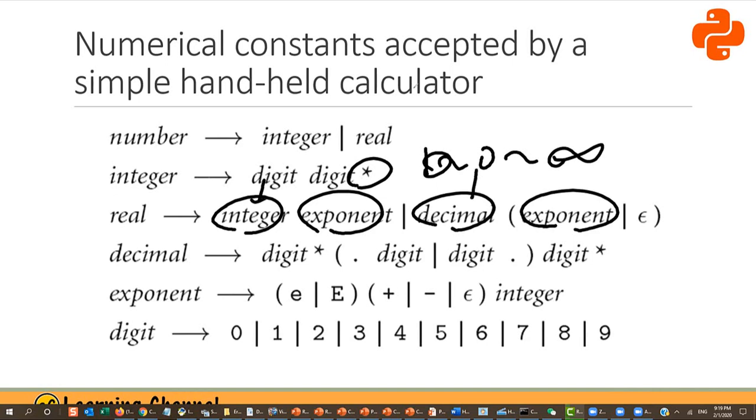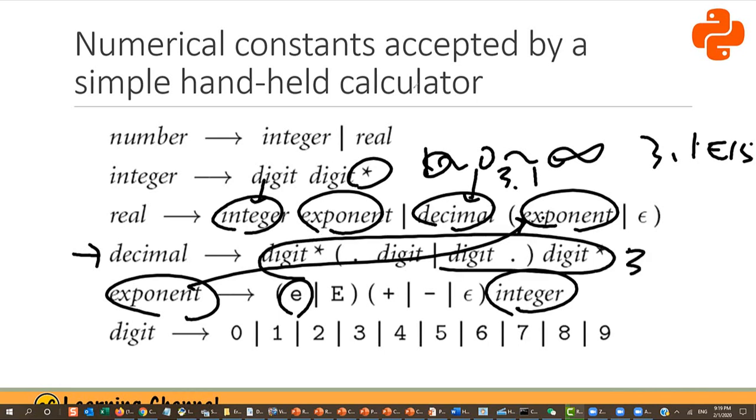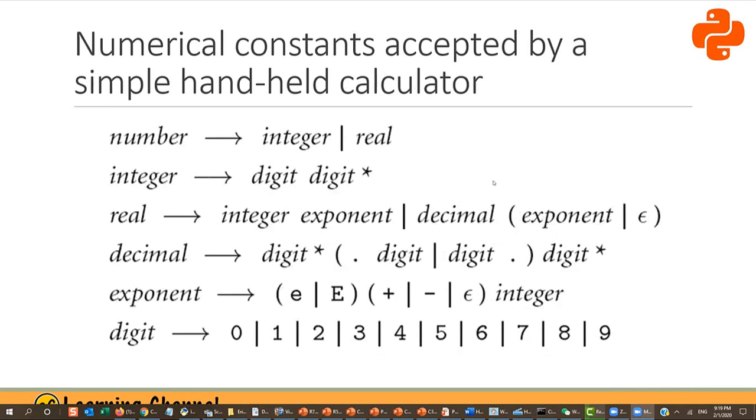Integer is a whole number, or decimal is actually some value, 3.1, okay, then exponent. And exponent is a leading e with plus or minus and an integer. So with this one here, you will create 3.1E15, okay? And the decimal point is actually the decimal part. So it is 35.21, something like that, okay? And digit is 0 to 9. It's okay. So here we create a regular grammar for numbers. It's okay.